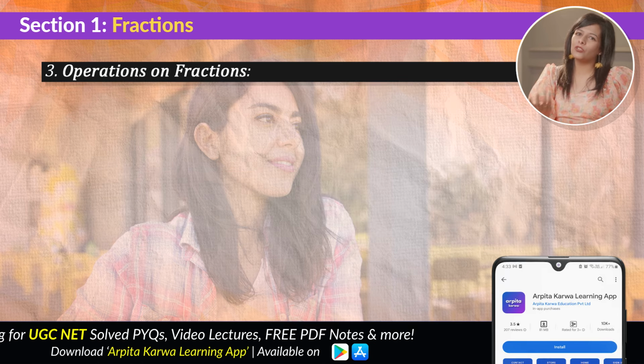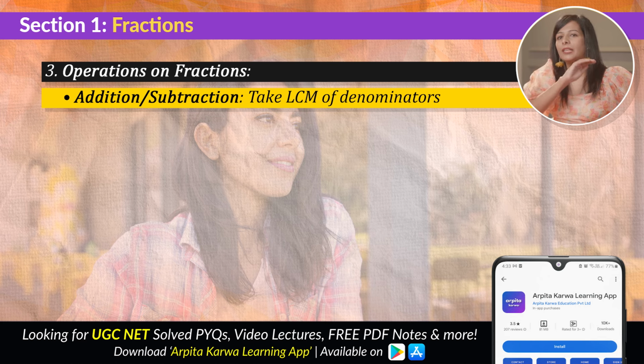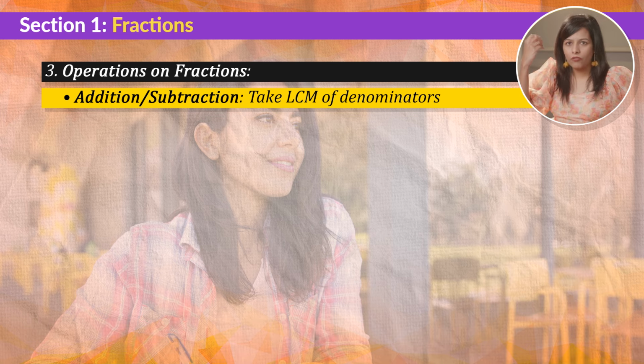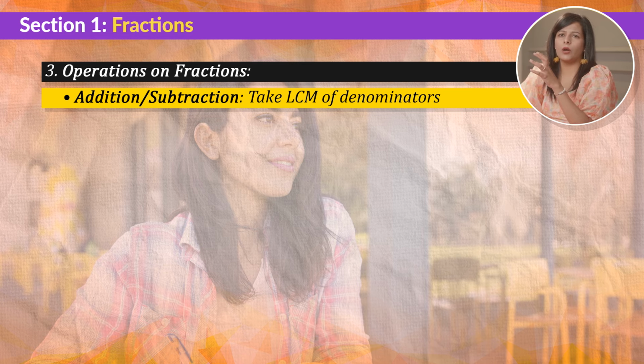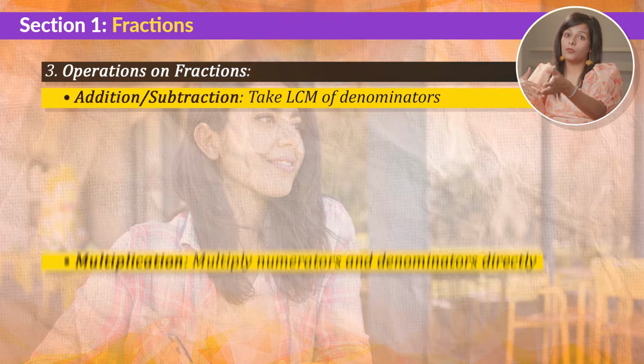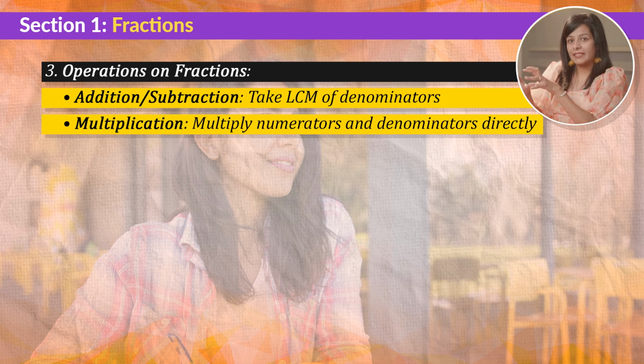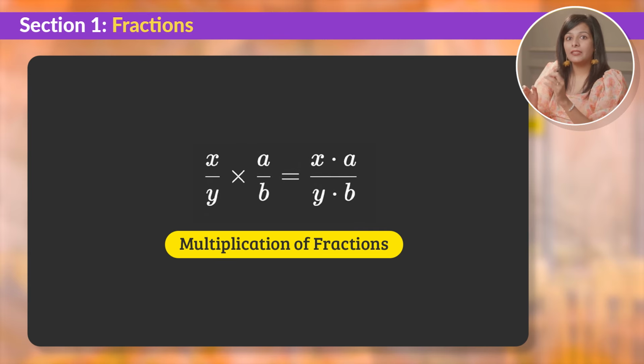Now for operations on fractions. For addition and subtraction, you must take the LCM or the least common multiple of the denominators, convert the fractions, then add or subtract the numerators. This is what it would look like. For multiplication, multiply the numerators and multiply the denominators. And that's it. It would look like this.